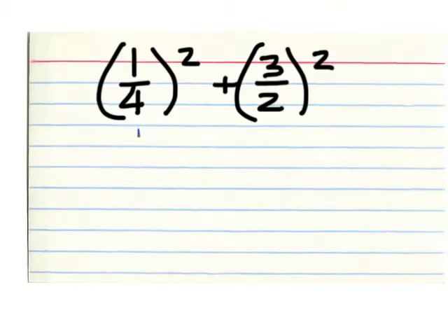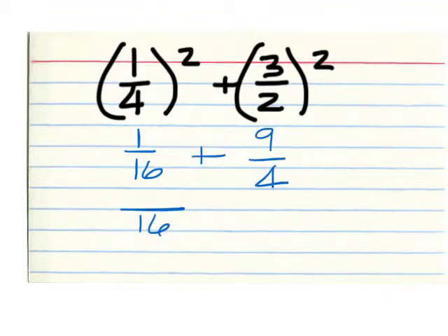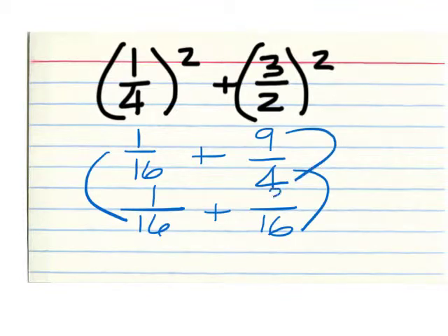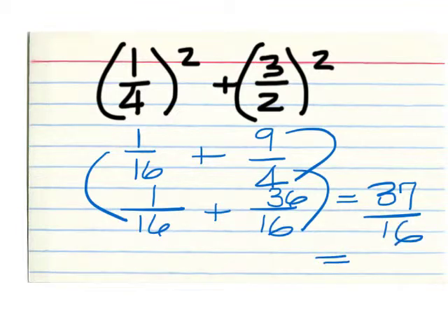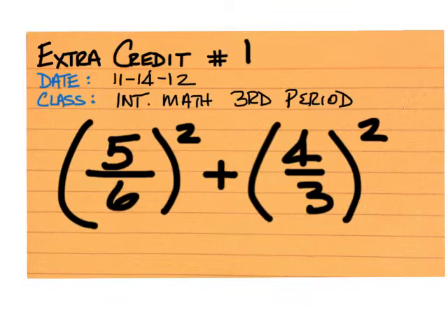Solution for the practice. 1/4 squared is 1/16, and 3/2 squared is 9/4. The common denominator is 16, which means this one doesn't change, but this one is multiplied by 4. That's where we get a 36. 1 and 36 is 37. Put it over 36. 16 into 37 twice with 5 left over. 2 and 5/16. Extra credit 1.